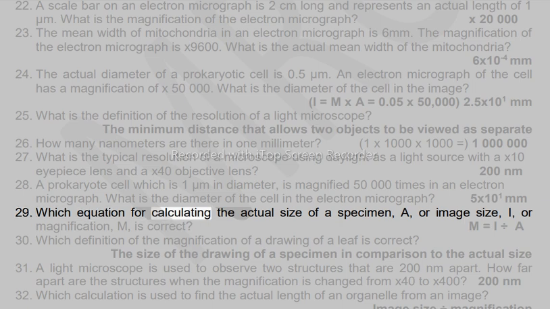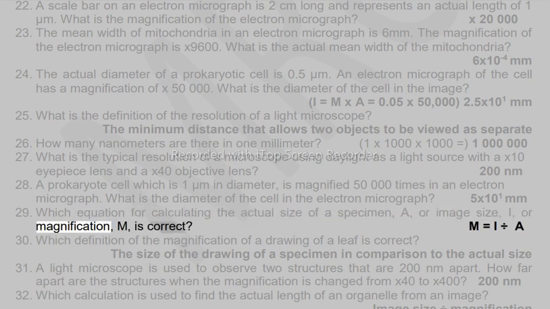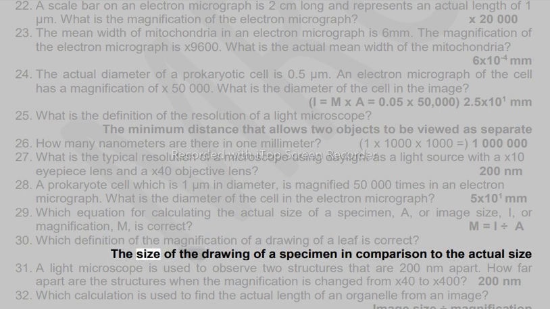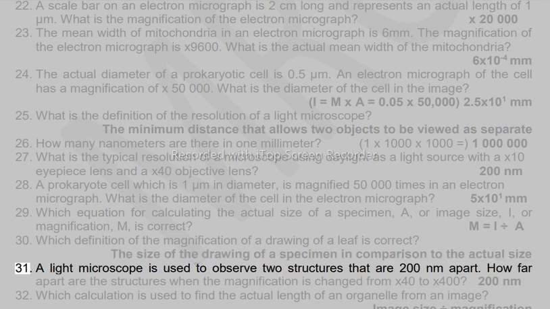29. Which equation for calculating the actual size of a specimen, A, or image size, I, or magnification, M, is correct? M equals I divided by A. 30. Which definition of the magnification of a drawing of a leaf is correct? The size of the drawing of a specimen in comparison to the actual size.